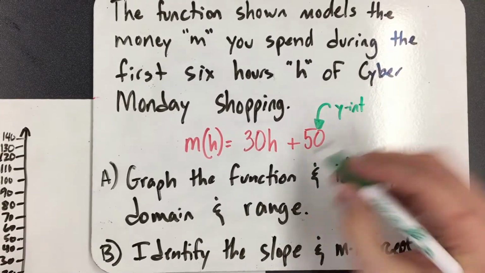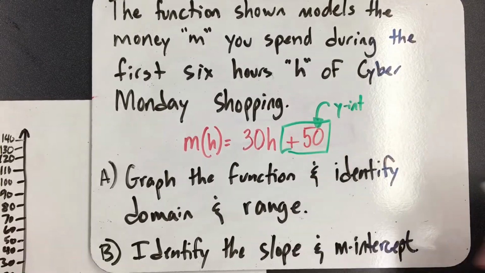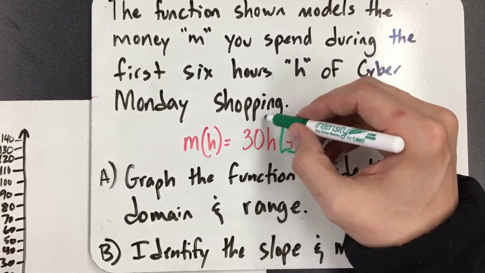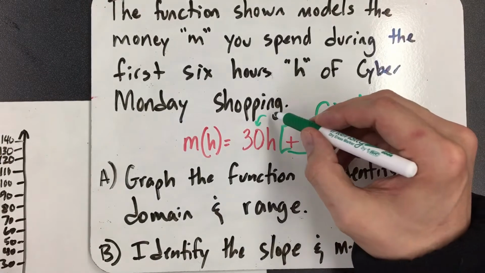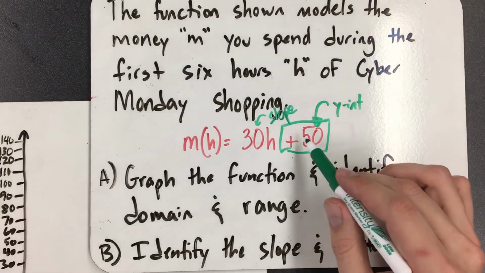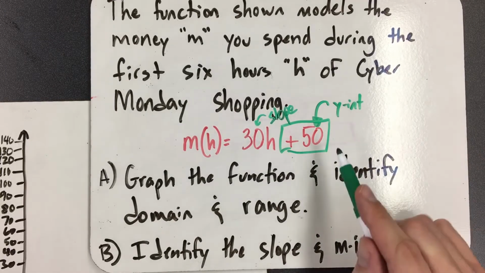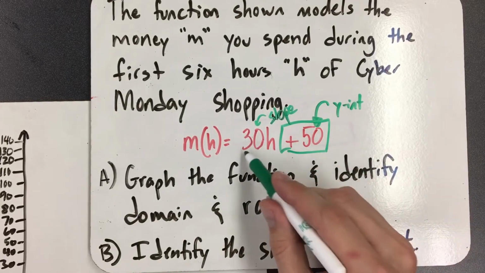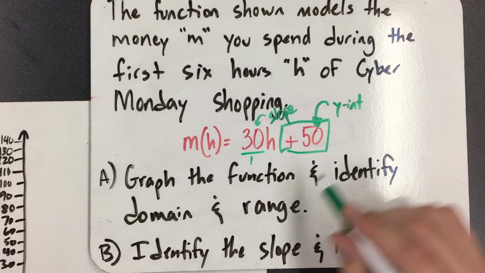So my graph is going to start at positive 50, and then the slope is right here. The slope is 30. So this graph is going to go up $30, and then it's going to go over 1. But it's going to start at 50. Start at 50, and then it's going to go up 30 over 1. So graph the function.